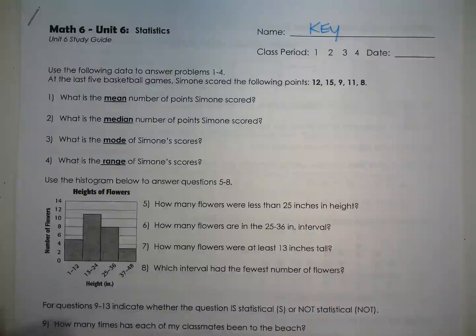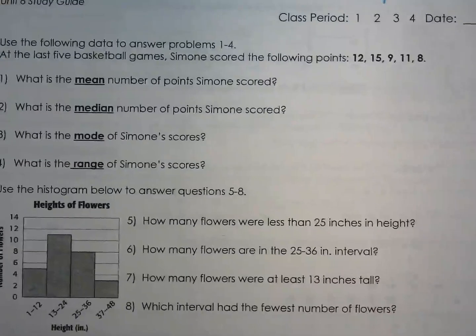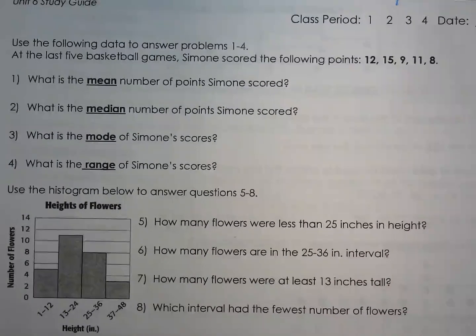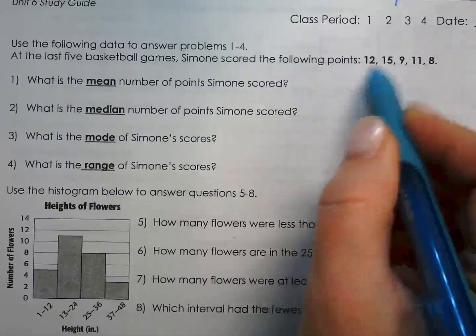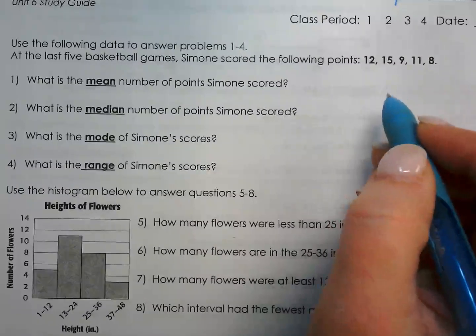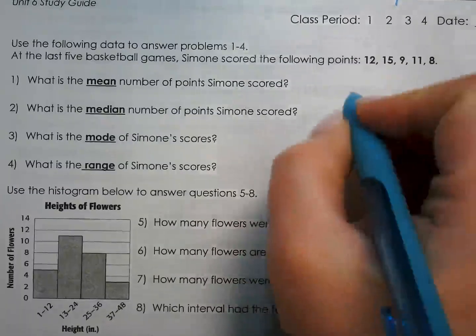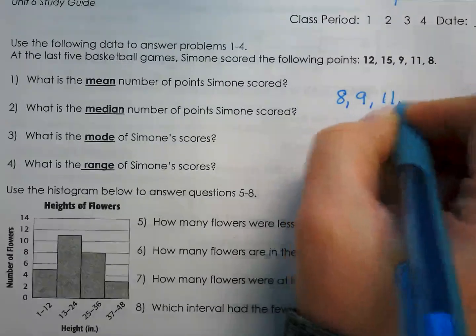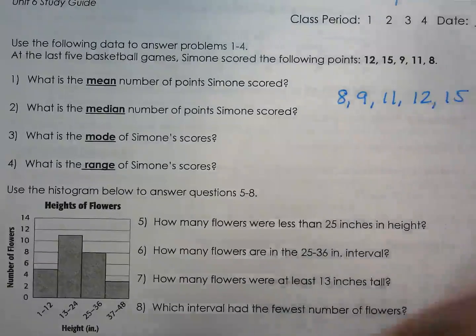We're going to start at the very beginning. We've got a couple of data points. I gave you a small set of data for this study guide just to make sure that you had the gist. But the first thing I would do with any set of data, so that you can ensure that you can find every piece of information we might ask of it, is to put it in numerical order. So if we do that, we have an 8, a 9, an 11, a 12, and a 15.